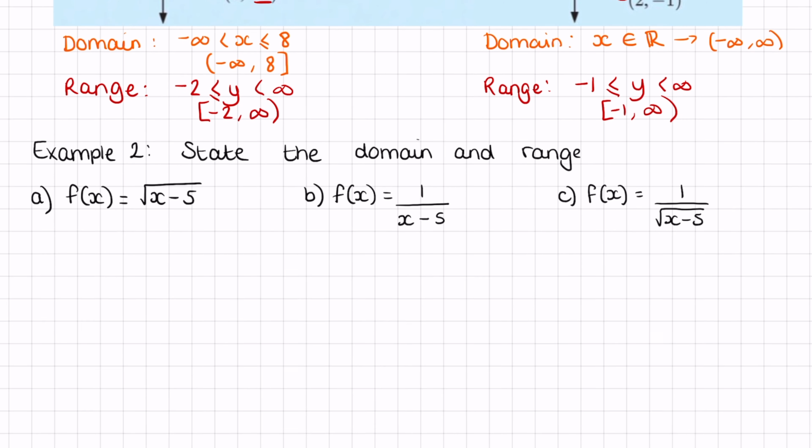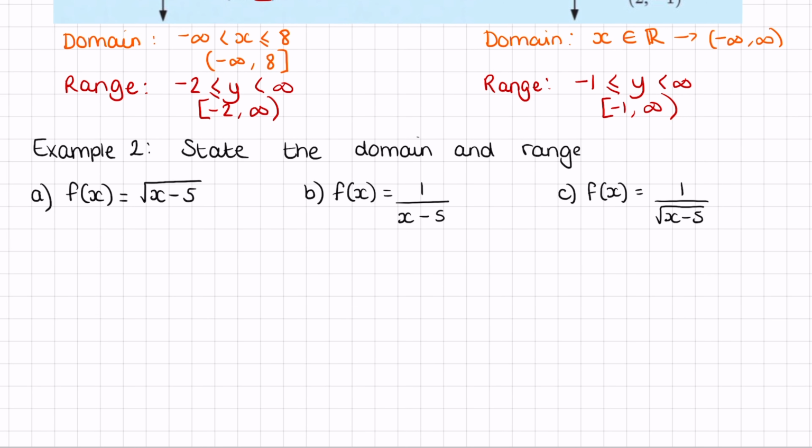Example 2, state the domain and range of these functions. So for A, we've got the function, the square root of x minus 5. So with these ones, sometimes it just comes down to you actually using your brain and understanding what values you can put into a function depending on what it looks like.